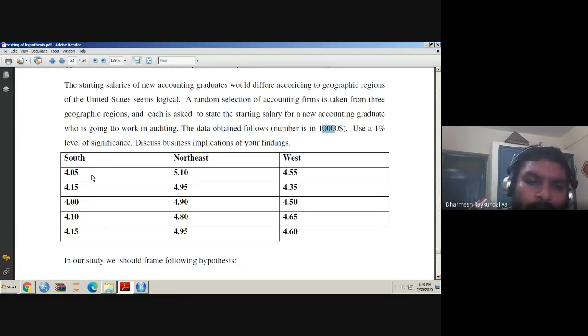Or 4,000? No, it is 40,000 $50. It is 40,000, $41,500 likewise. So this all multiplies with the $10,000. Now here I said to use 1% level of significance and discuss the business application of your findings.